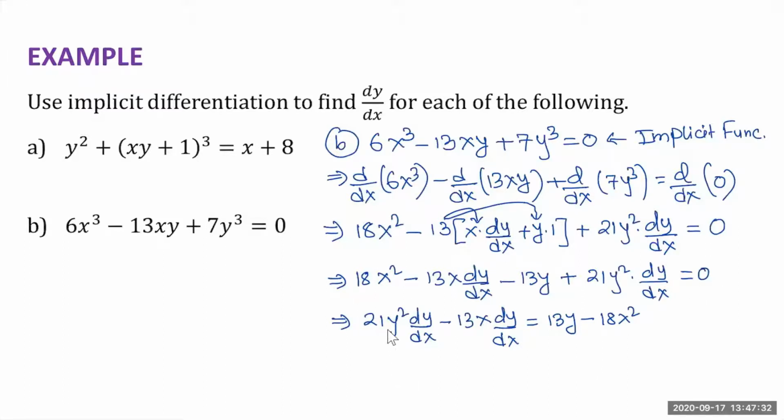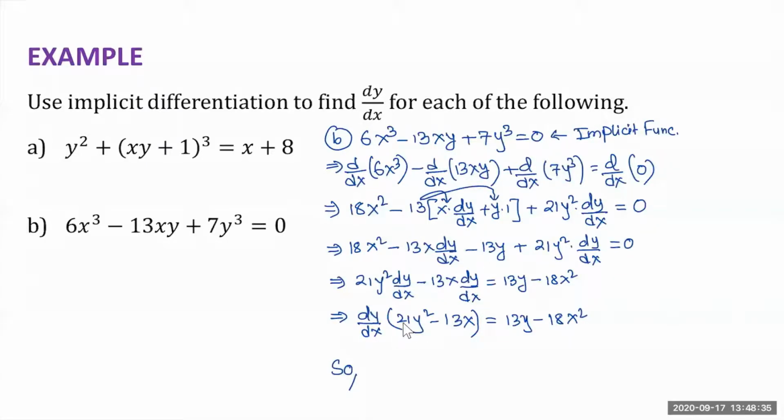I am looking for dy over dx. So in these two, dy over dx is a common factor. So let's take that out. Dy over dx out. If I factor that out, here I have 21y squared minus, if I take dy over dx out from here, negative 13x, equal to, on the right hand side, I have 13y minus 18x squared.